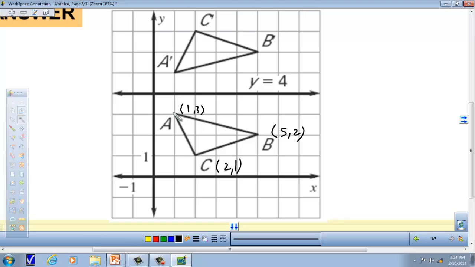We say it's 1 away from here. So if we go from 3 to 4, that would make this 1, 5. C is at 2, 1, which is 3 away, so we would go another 3 up. So it would go from 1 to 4, and 4 would go up to 7. So this should be 2, 7. And then this is 2 away, so we'd go another 2 up. That gives us 2 to 4, 4 to 6. This would give us the coordinates of 5, 6.